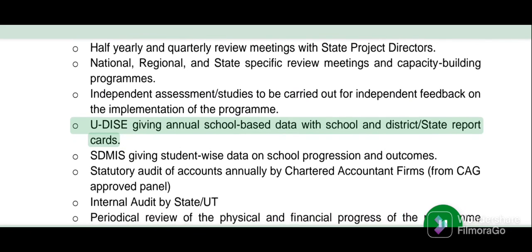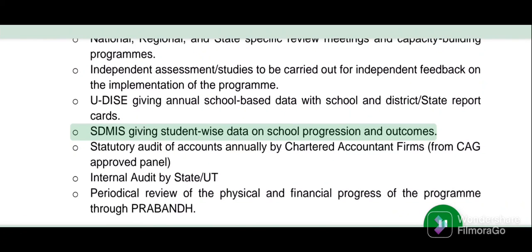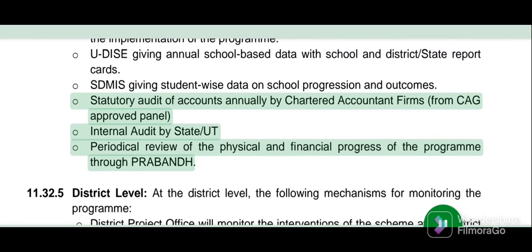Or UDISE+ giving annual school-based data with school, district, and state report cards. Or SDMIS giving student-wise data on school progression and outcomes. Or statutory audit of accounts annually by chartered accountant firms from CAG-approved panel, or internal audit by states and UTs. Periodical review of the physical and financial progress of the program through PRABANDH.